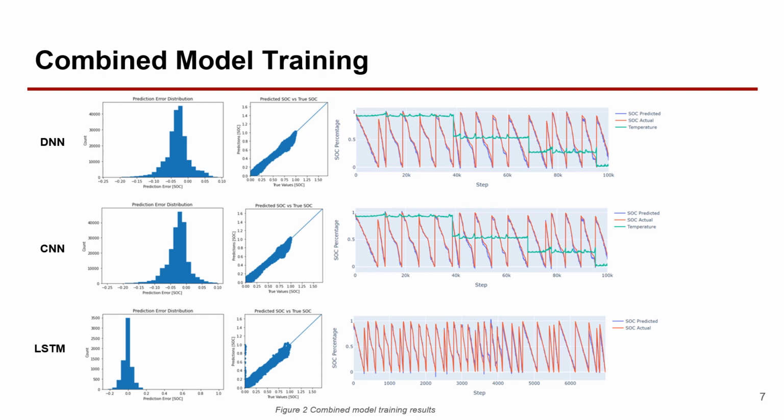degrees Celsius. And the same is for the LSTM, where the prediction error distribution is between minus 0.2 and 0.2. But here also you can see that the predicted value very closely follows the true SOC value.